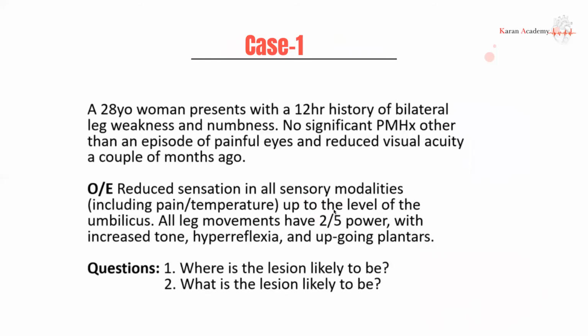Cool. So now let's put all of this together. I know you don't think you know much, but I promise you that you do. We have a 28-year-old woman presenting with a 12-hour history of bilateral leg weakness and numbness, no significant medical history other than an episode of painful eyes and reduced visual acuity a couple of months ago. On examination, which is really important, she has reduced sensation in all sensory modalities, including pain and temperature, up to the level of the umbilicus. All leg movements have 2 out of 5 power with increased tone, hyperreflexia, and upgoing plantars. So the two questions are, where is the lesion and what is the lesion?